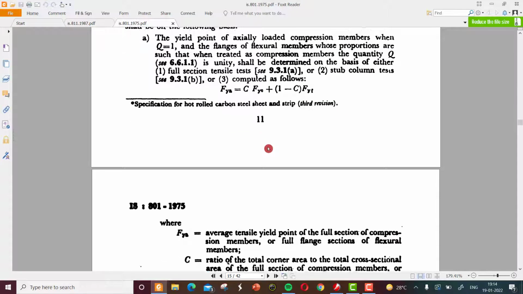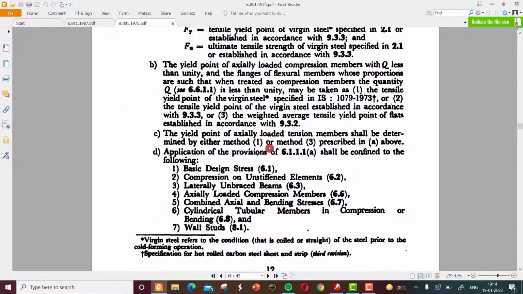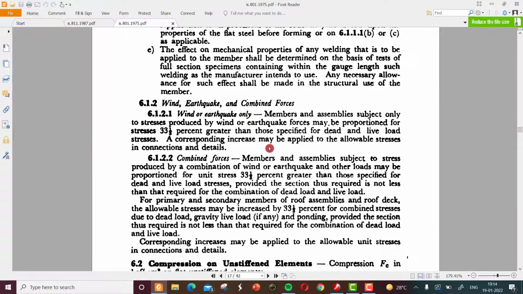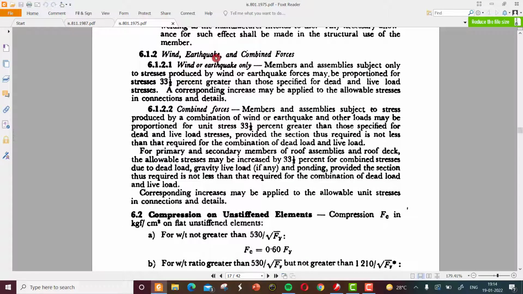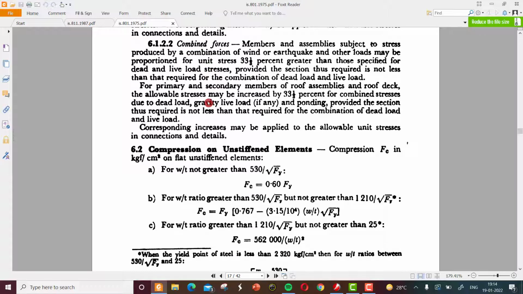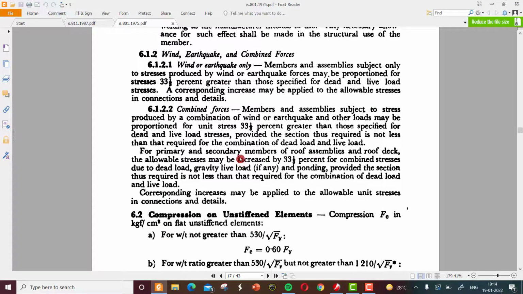Then some general inputs. Thereafter, if there are wind or earthquake loads, we have to take the stresses 33 percent higher than those specified for the dead load and live load stresses. The extra loading could be accounted for through an increase in stress in the material, so we have to design accordingly.